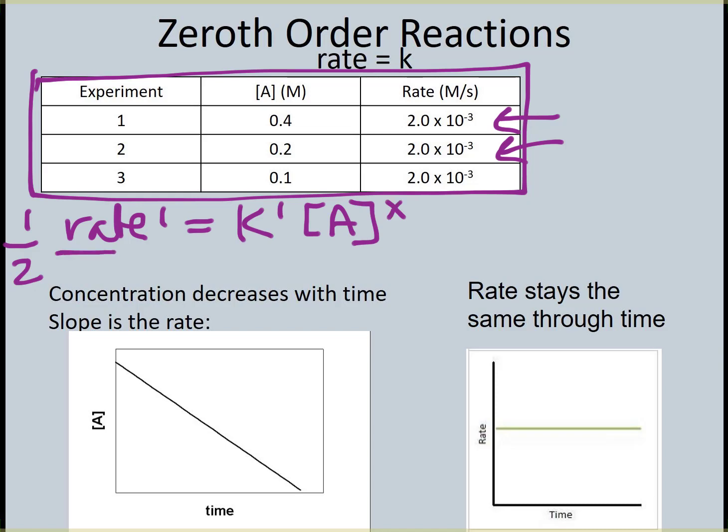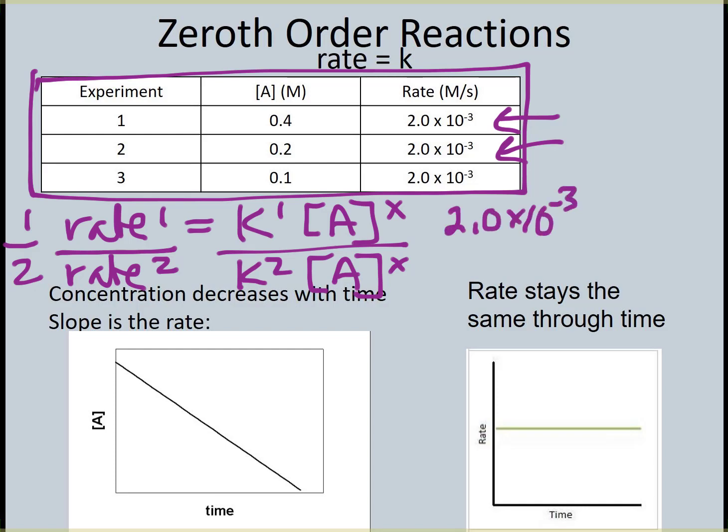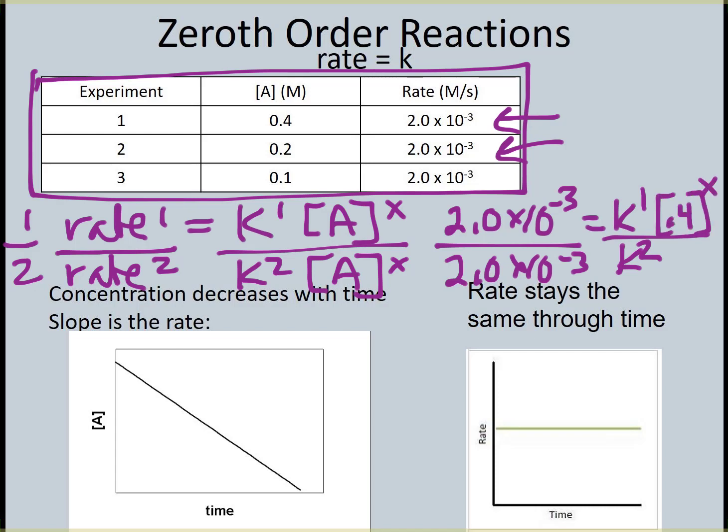And I am going to divide this by my second experiment. So the rate of my second experiment equals my rate law of the second one times A to the x. And I'm going to put in my numbers. So what do I know? I know that I have 2.0 times 10 to the minus 3 is the rate for experiment 1. And the rate for experiment 2 would be 2.0 times 10 to the minus 3. And then on this side, I have my rate law constants. And then I put my concentrations in. So I have 0.4 to the x, and I have 0.2 to the x.